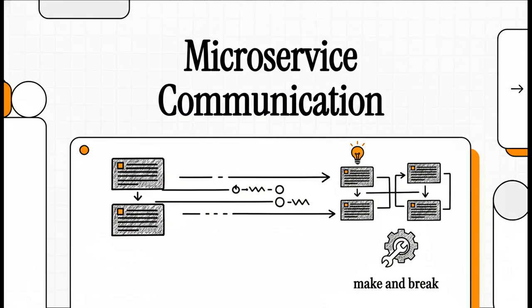Welcome to The Explainer. Today, we're diving into a really fundamental question in software design. How should your microservices talk to each other? If you get this right, you can build a system that's scalable and resilient. But if you get it wrong, well, you could be staring down performance bottlenecks and some seriously brittle code.